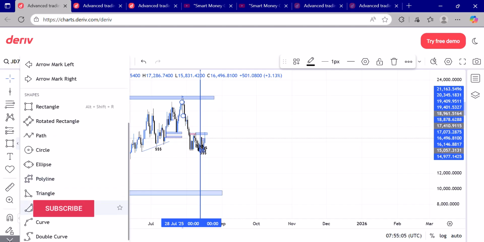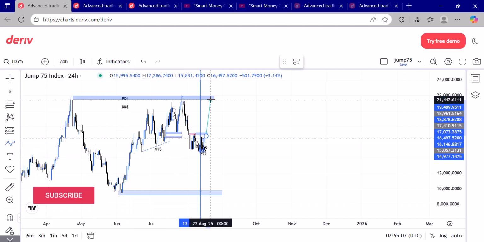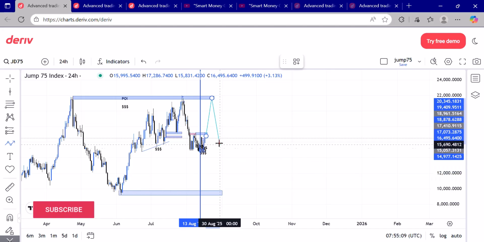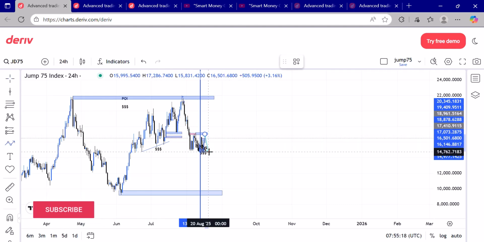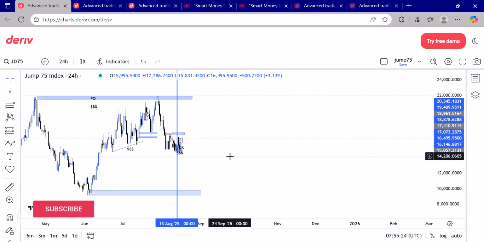It means price can still trade to this zone before it finally comes back. Okay, or price can decide to just get into the zone, sell off before it comes back. Okay, so whichever way, we are just going to be watching it.